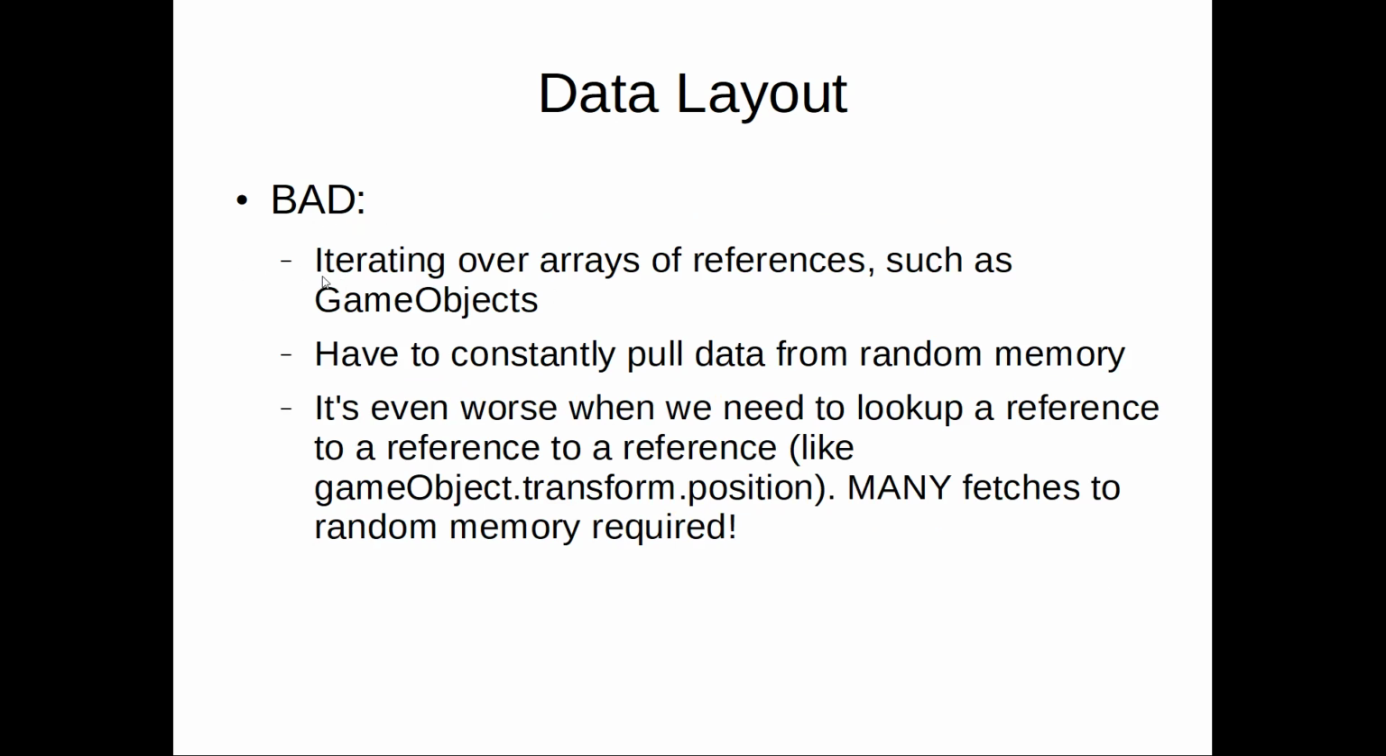So what's bad would be iterating over an array of references, such as an array full of game objects. Because if we start at array 0, that's one fetch. Array 1 will be a completely different fetch because it's from a completely different random location in memory. And it's even worse if we have to look up a reference to reference. We first have to do a lookup for the game object, then a lookup to the reference of the transform, and then a lookup for the reference of the position, although position's a value property, so maybe it doesn't matter as much. But anyway, many fetches to random memory, it's bad.